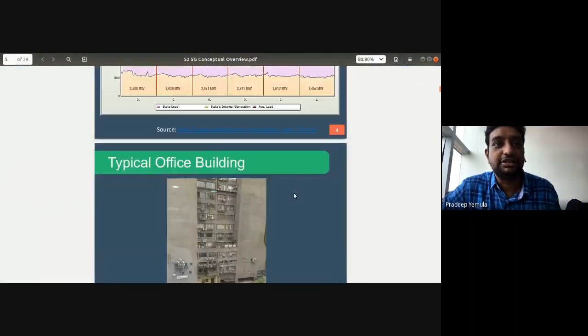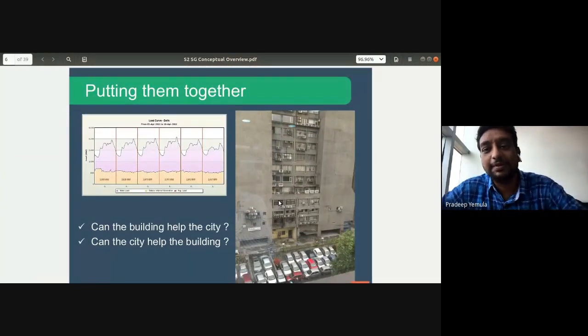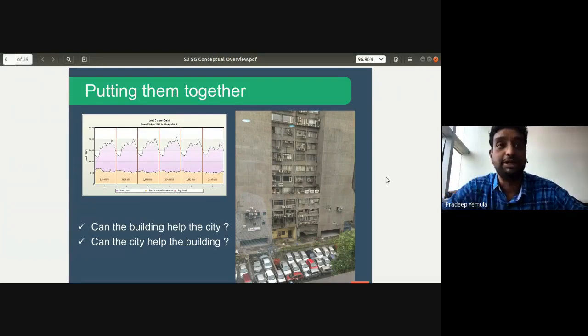So let's continue. Now you can ask a question like this. There is a building and there is a city. Can the city help the building and can the building help the city in terms of equalizing the demand, thereby avoiding excess investment in the generation capacity? Did you understand the idea I am trying to say here? How can the building help the city and how can the city help the building?